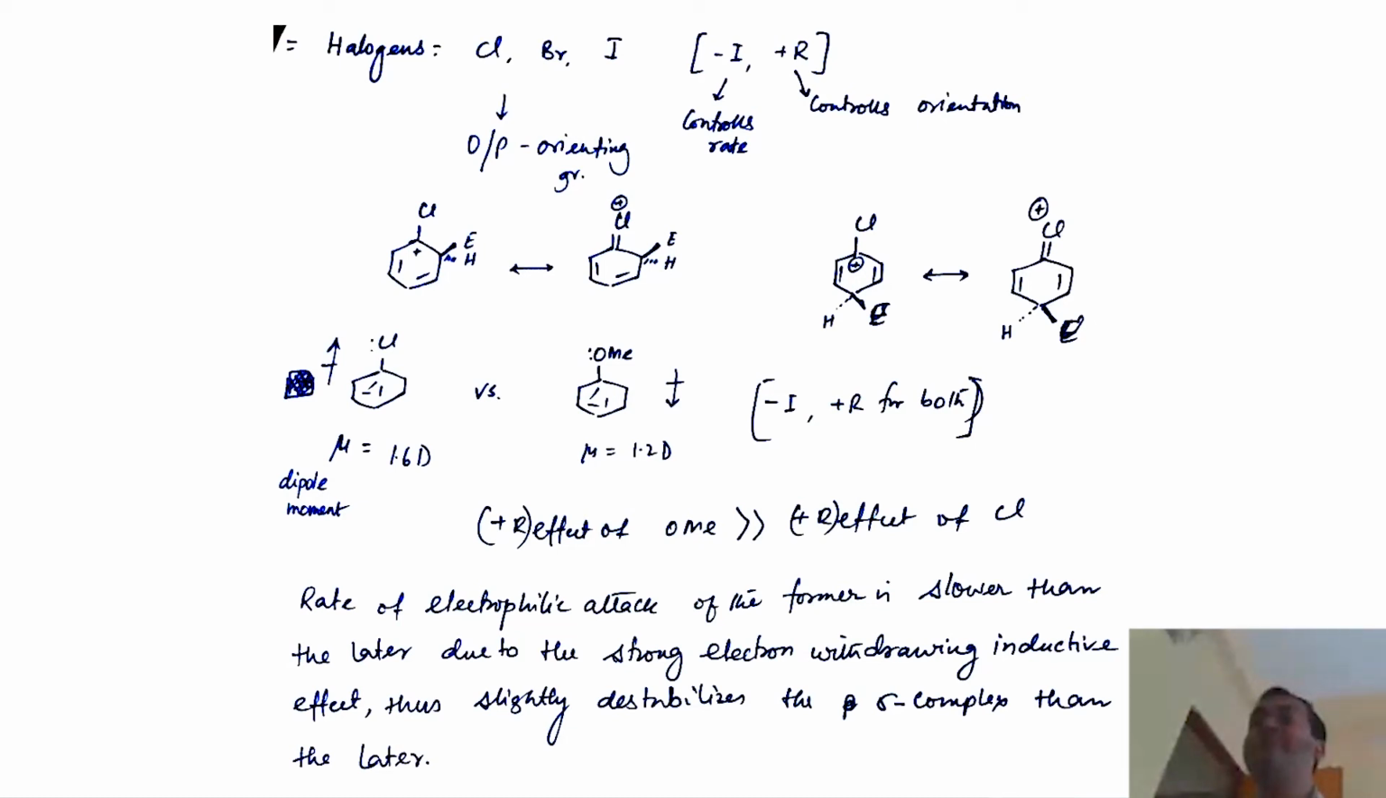Okay, so here it is written: the rate of electrophilic attack of the former, that is in case of chlorobenzene, is slower than the latter. In chlorobenzene there are two effects, minus I and plus R. The minus I effect is operationally stronger in case of chlorobenzene, and that is why the dipole moment is towards the chlorine. But in case of anisole, the plus R effect is actually leading for this dipole moment. So both are ortho-para orienting groups, but the reaction rate for anisole is faster than chlorobenzene. Okay.